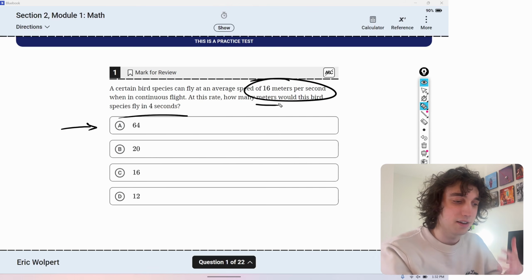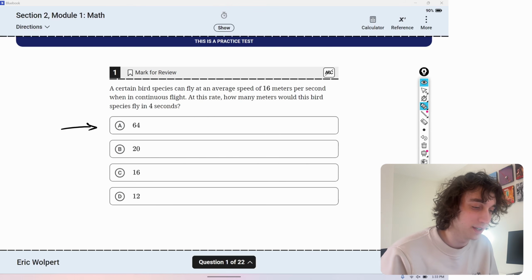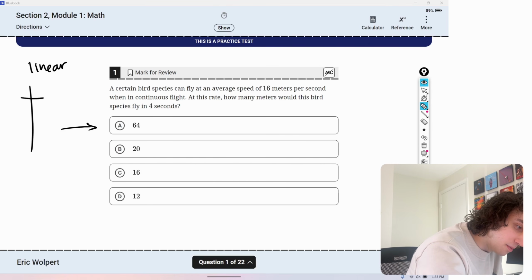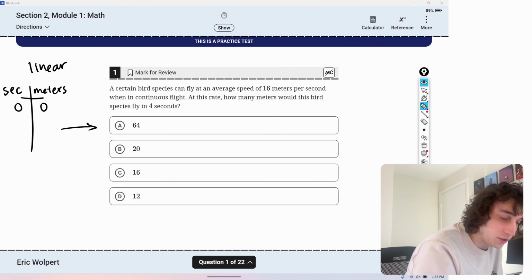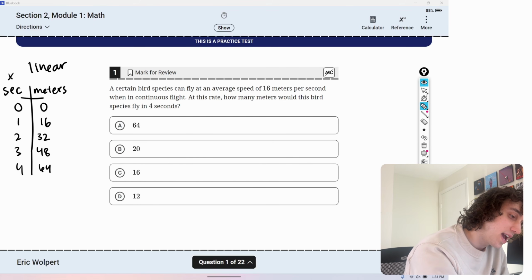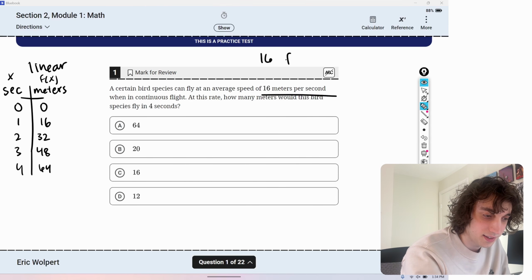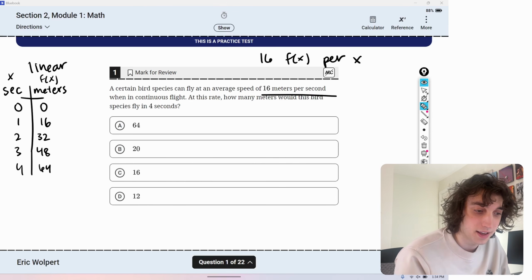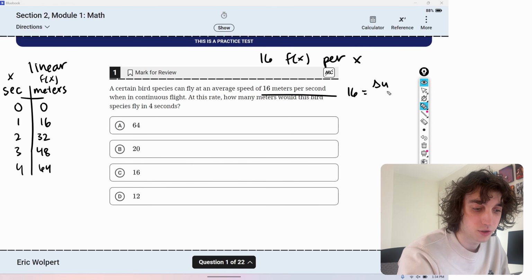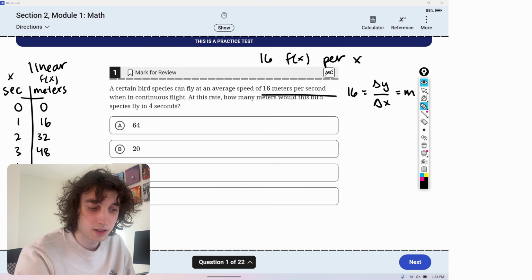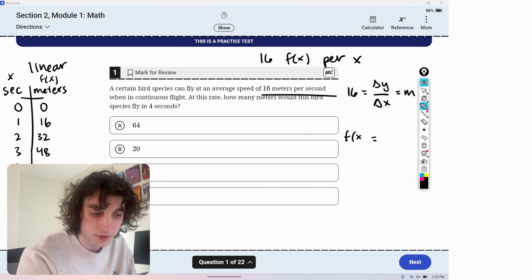But let's break down why this is the case so you can really feel good about yourself. This is a linear function between seconds and meters. Basically, as we go 0 seconds, we travel 0 meters, 1 second, that's 16 meters, 2, we go 32, etc. And so if we call seconds x and meters f of x, we see that 16 meters per second is really saying 16 f of x per x. In other words, 16 is your change in y over your change in x, which is the same as the slope. So we could write this linear function as f of x equals 16x.